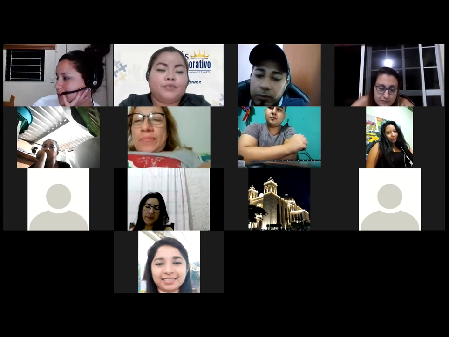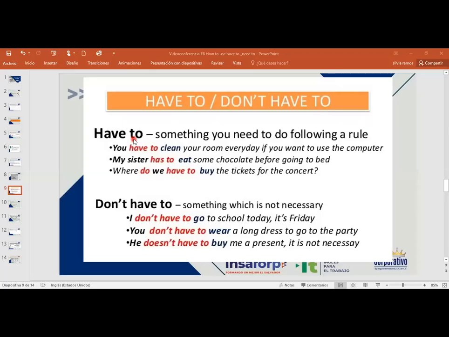Let me show you the examples. It says here, right? Creo que ya lo pueden ver, ¿verdad? Sí, okay. When we have to, right, it's something you need to do following a rule, right? And when we don't have to, it's because something is not necessary, right? No es necesario cumplir con la regla, right?